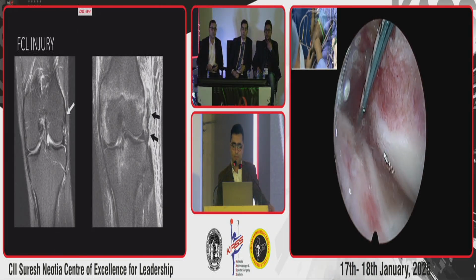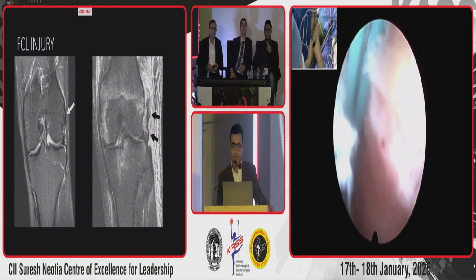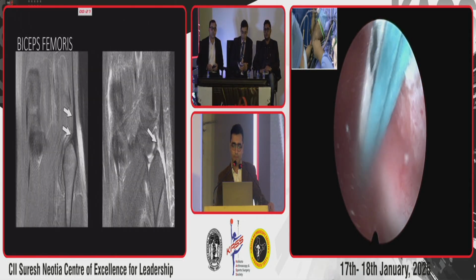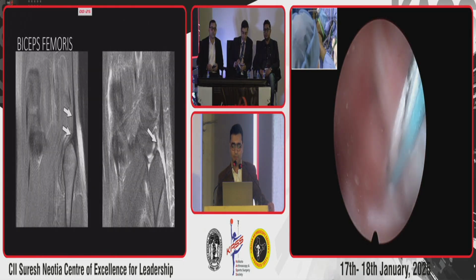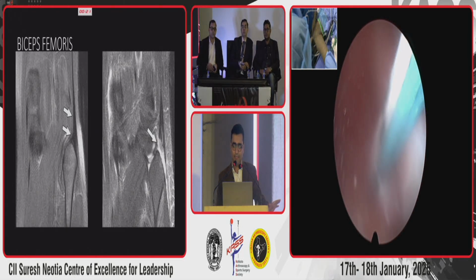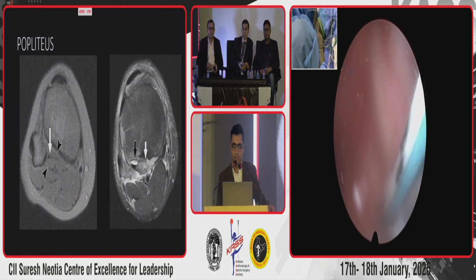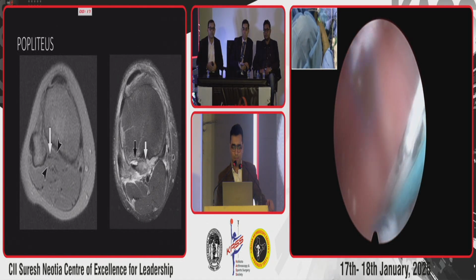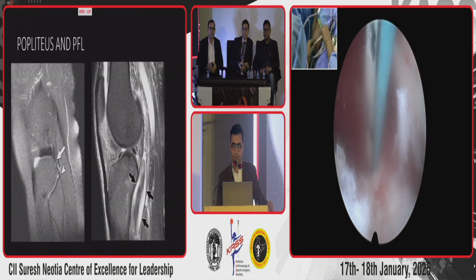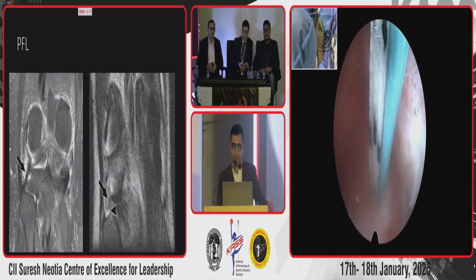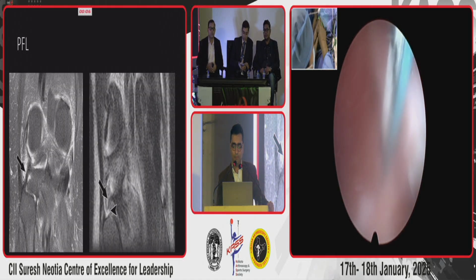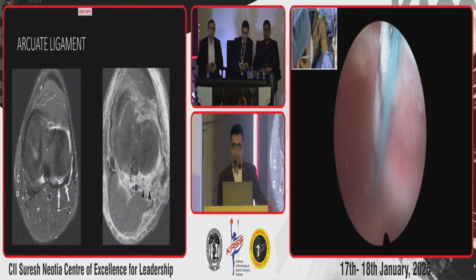MRI, as we can see, the FCL here is avulsed from the femoral component. The biceps femoris being avulsed from the fibular attachment. These photos are courtesy my radiologist friend from my hospital. Here you can see the popliteus muscle being contused, the popliteus and popliteofemoral ligament being avulsed. The popliteofemoral ligament again, the one on the left is normal, one on right is the avulsed part, the arcuate ligament again.